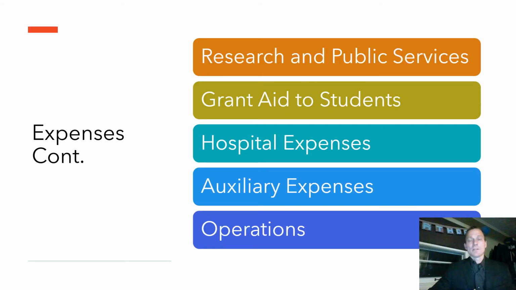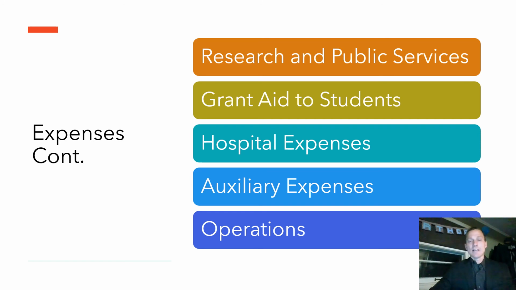The other categories include research and public services. Research can be an integral part of a university, and making sure that they get that information out to the public in the community and beyond can be central to their strategy. Another is grant aid that is given to students. In many universities, this is taken from other students' tuition to give to the students that are in need.